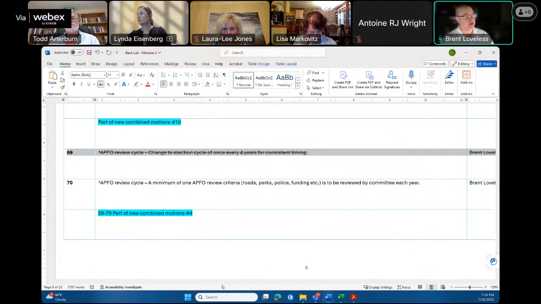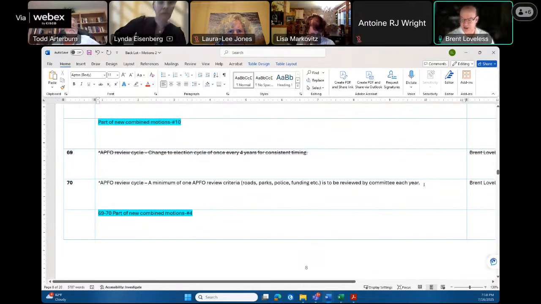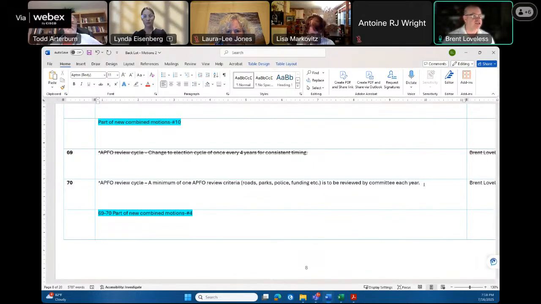A motion for APFO review cycle. A minimum of one APFO review criteria, i.e. roads, parks, police, funding, etc., is to be reviewed by committee each year. Obviously, there is too much for us to handle all these various topics in sufficient detail, and it would behoove us if we could actually concentrate on particular items on a more recurring basis than waiting once a decade, or once every 3 years.